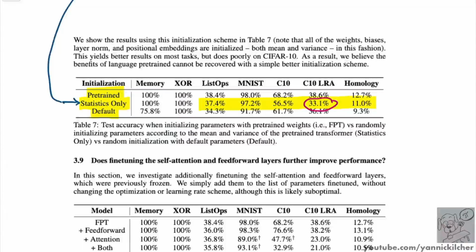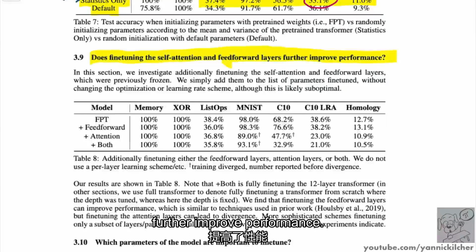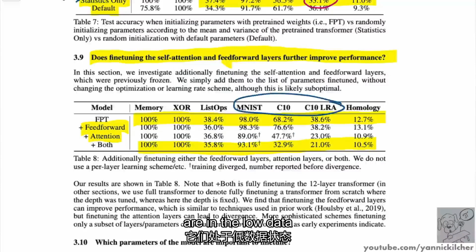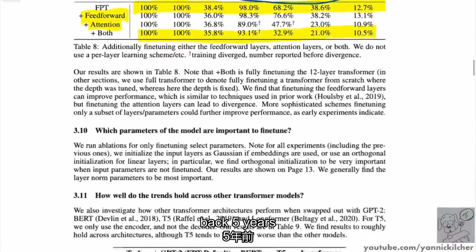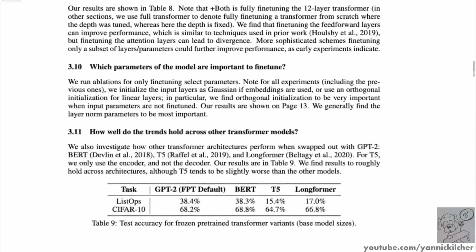Does fine-tuning self-attention and feed-forward layers further improve performance? And the answer is actually no. It degrades. You can see right here, this is worse than this. And that's probably because of overfitting. If you fine-tune the whole transformer, you're going to fall down. And now here is where it really comes in that these tasks are in the low data regime. I know if you go back 5 years, that sounds ridiculous, but right now these things will overfit if you train everything.